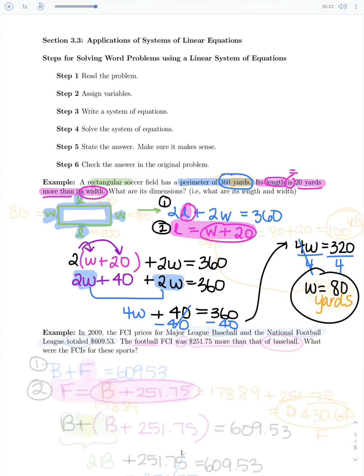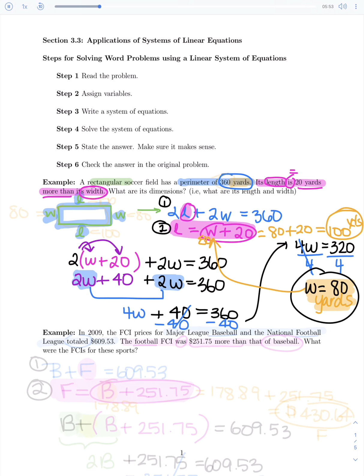It doesn't technically matter which one you plug it into, but I'm going to plug it into my first one that I actually used as a plug-in. So I'm going to plug in my 80 for W. And notice what that gets me is 80 plus 20, which equals 100. So what that means is that my lengths are both going to be 100 yards.